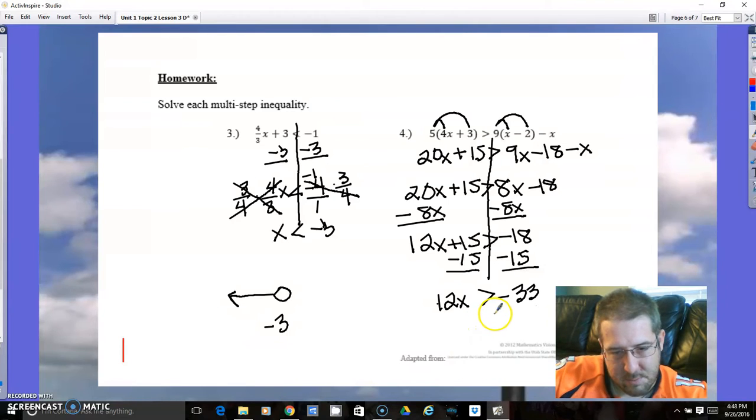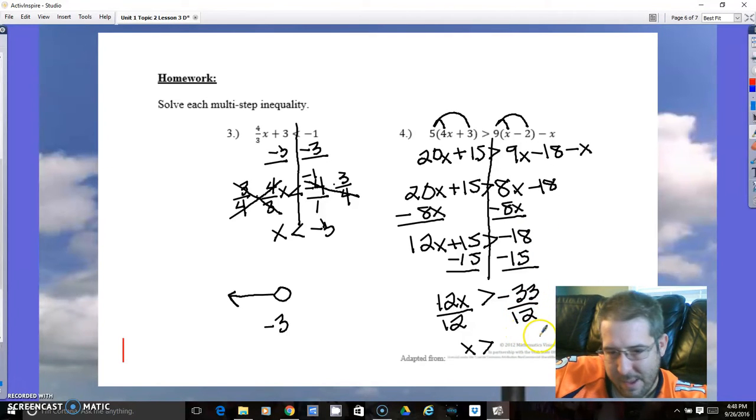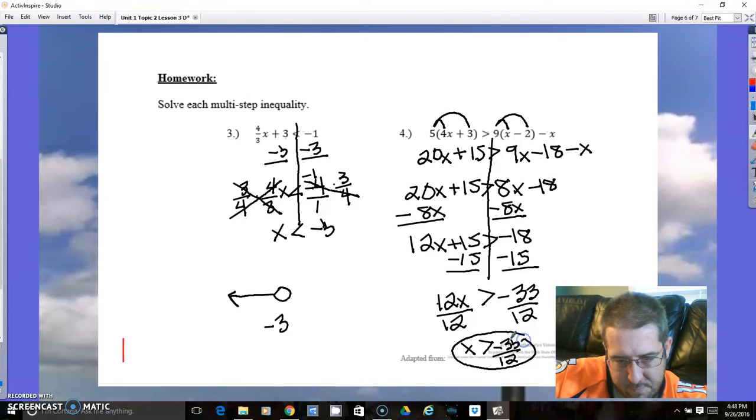Alright, looks like I'm going to get a decimal as my answer, unless I've made a mistake somehow, but I don't see it if I have. Divide both sides by 12. x is greater than, and I'm just going to leave it like this. I don't have a calculator on me. You can divide negative 33 by 12. That's going to give you negative almost 3. It's going to be 2 point something, but I guess it would be about negative 2.8, somewhere in that realm. I'm just going to leave it as negative 33 over 12 for the time being. Like I said, if you want to use your calculator, feel free to do so.